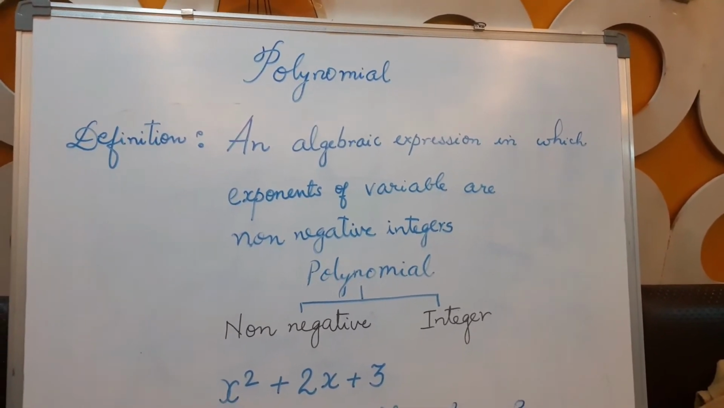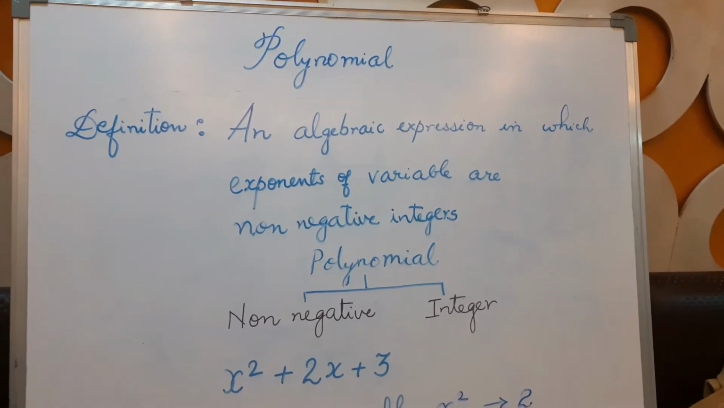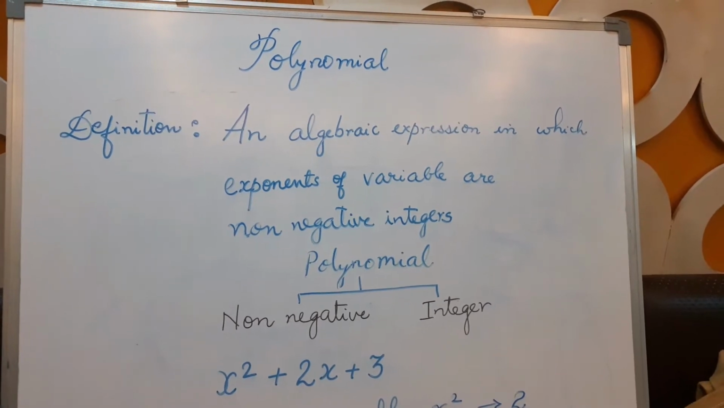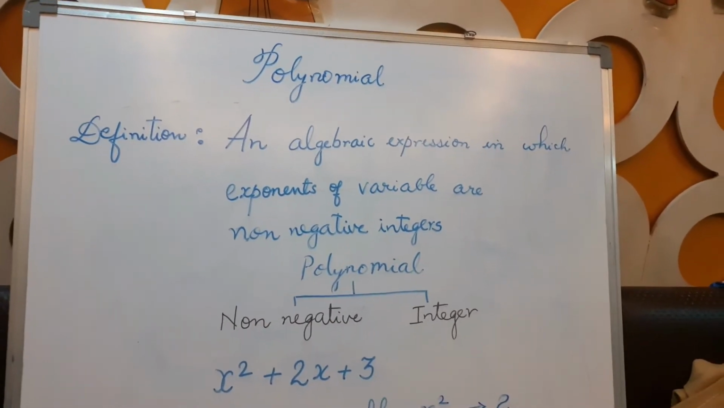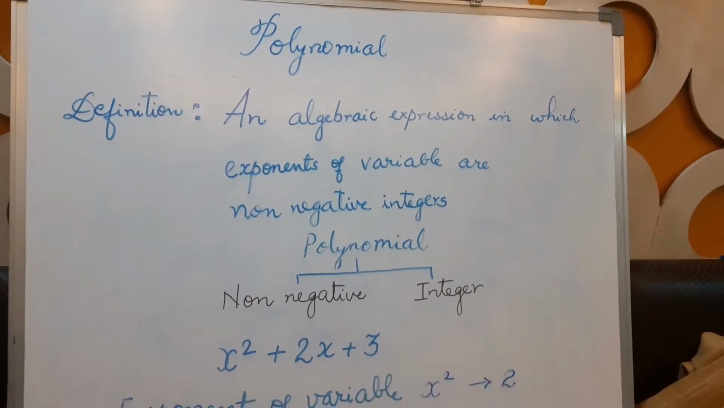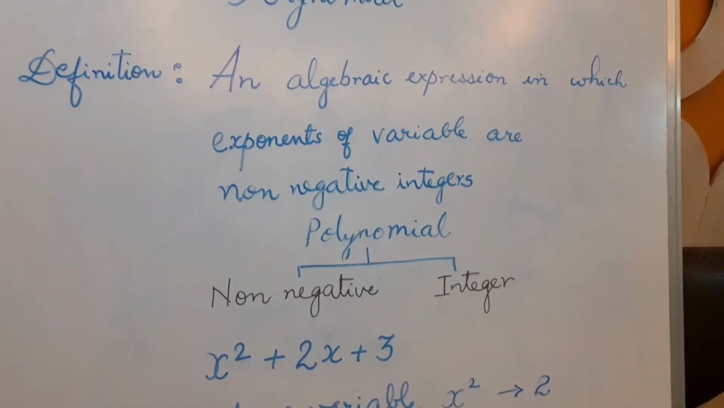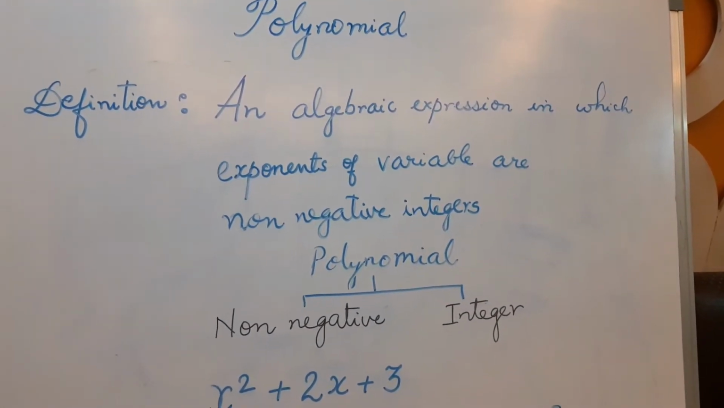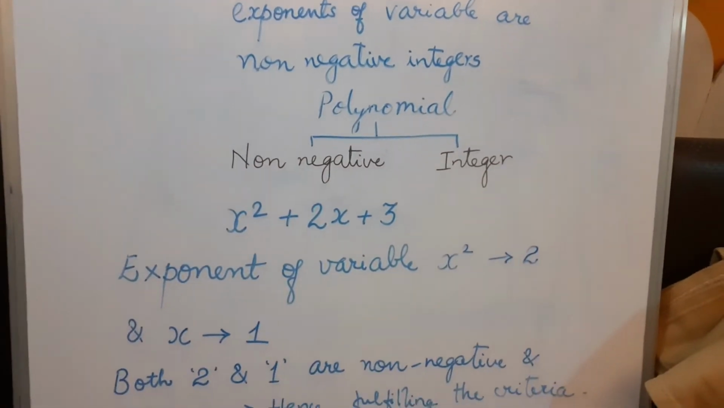So the definition says a polynomial is an algebraic expression in which the exponents of variable are non-negative integers. Now what we have to keep in mind here is there are two criteria which need to be fulfilled. The exponents of variable of the polynomial should be both non-negative numbers as well as integers. Alright. Now let us take one example, x square plus 2x plus 3.